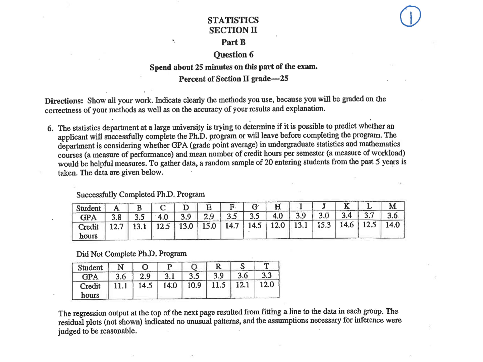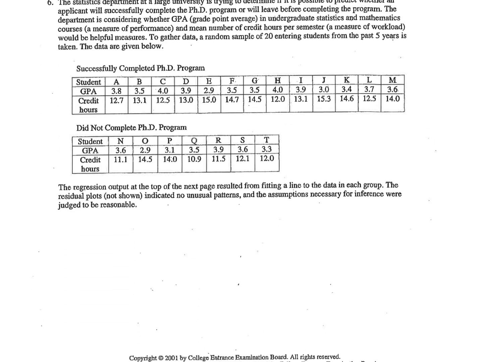Before we look at the next page, residual plots indicated no unusual patterns. What information does that give us? Why were we told that? What does a residual plot assess or measure? Nobody remembers? Got nothing? Avery? If what is random? Not quite. We want the residual plot to be random. And if it is, if there's no pattern, that tells us something.